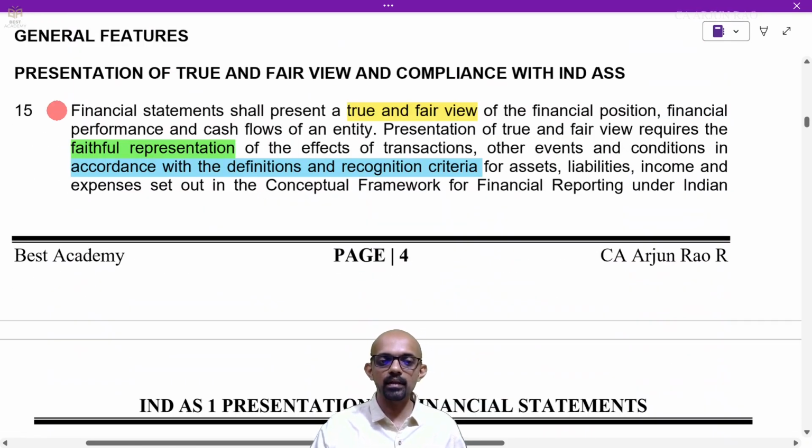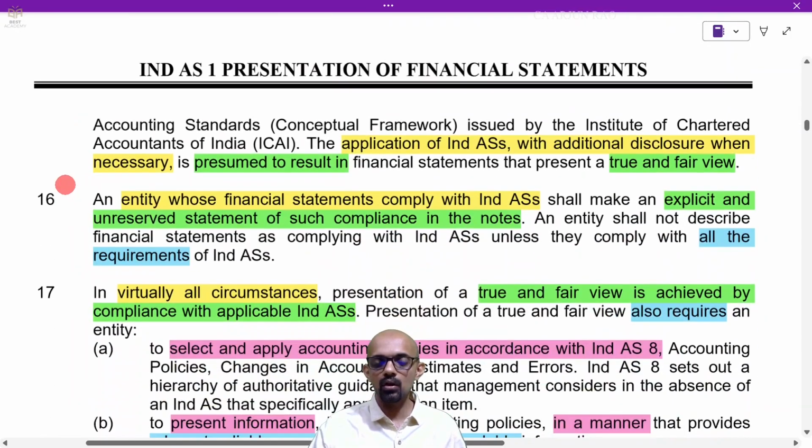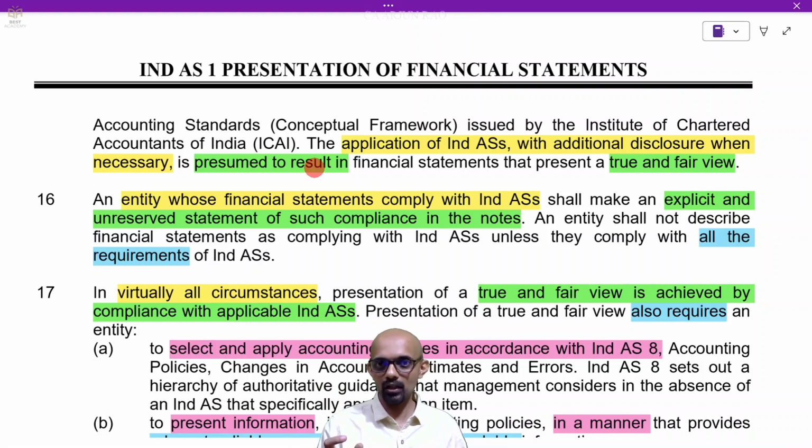Next, financial statements should present a true and fair view. That means they should be in accordance with the definitions and recognition criteria for assets, liabilities, income and expenses set out in the conceptual framework. So application of Ind AS along with necessary disclosures is presumed to result in a true and fair view. So if you have followed Ind AS and if you have given the correct disclosures, it is presumed that the financial statements give a true and fair view. Here the terminology is slightly different from IFRS, where faithful presentation is used. In Ind AS it is true and fair view.